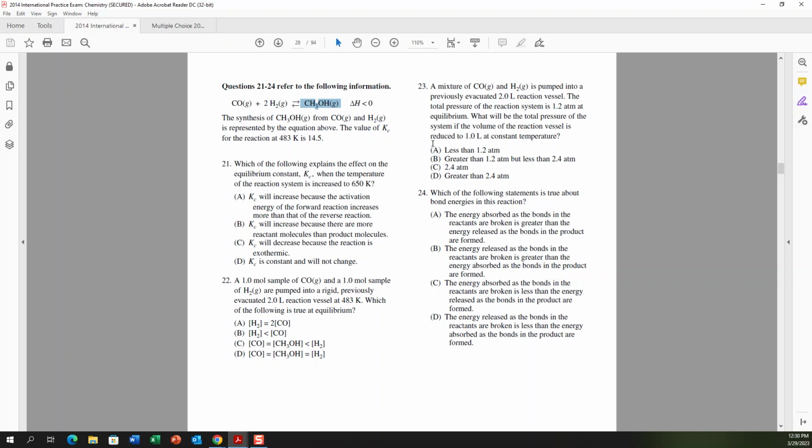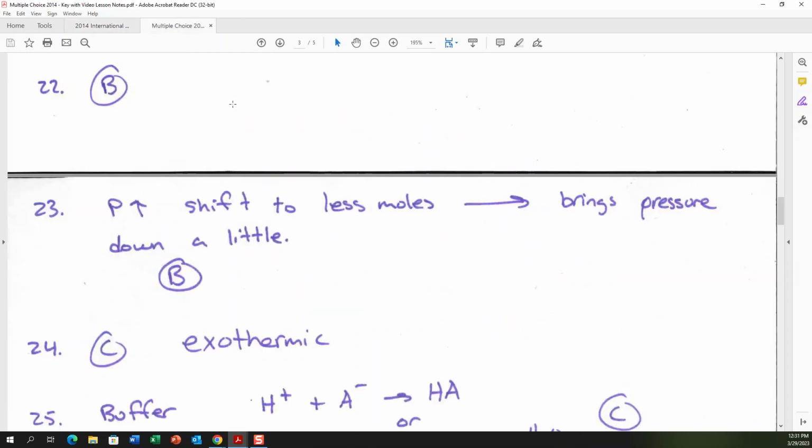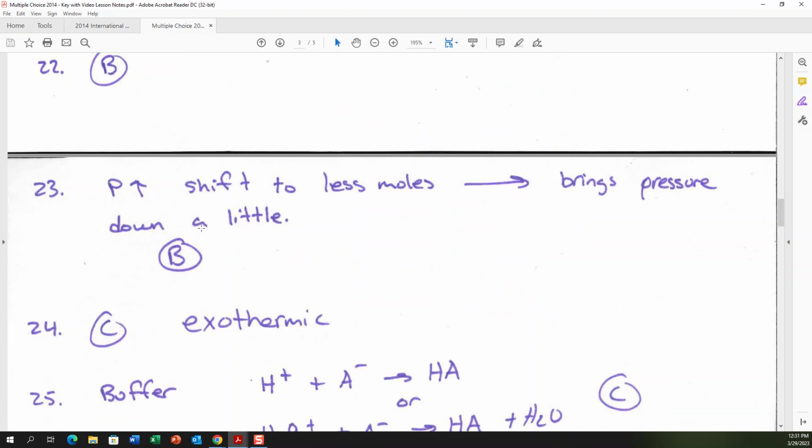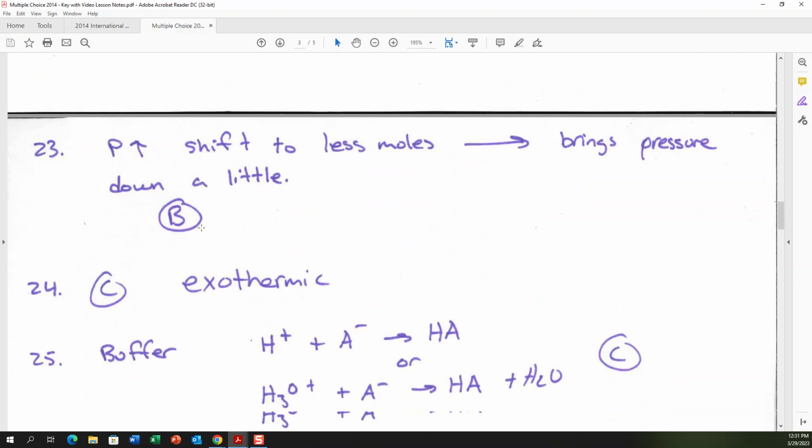Now, it's not going to bring it all the way back down to what it was, but it is going to relieve some of that initial stress. So the initial pressure, right when we make that volume change, is double, but then the reaction is going to adjust. And so when equilibrium is reestablished, it's going to be somewhere in between 1.2 and 2.4. So we know the answer is B there. Okay.